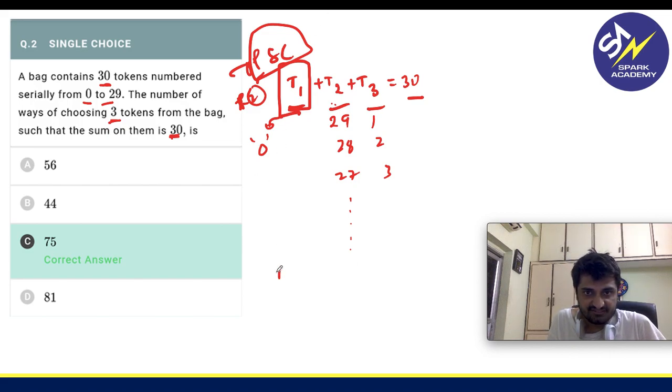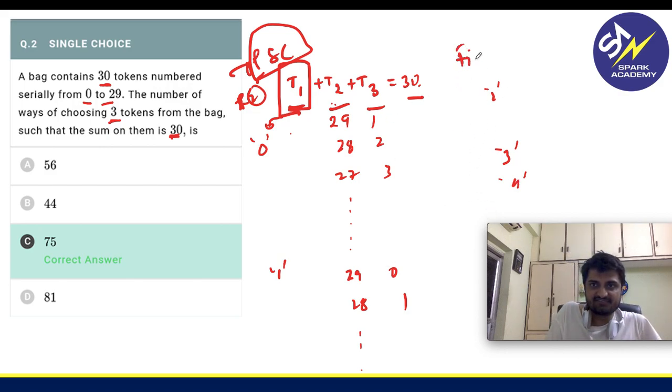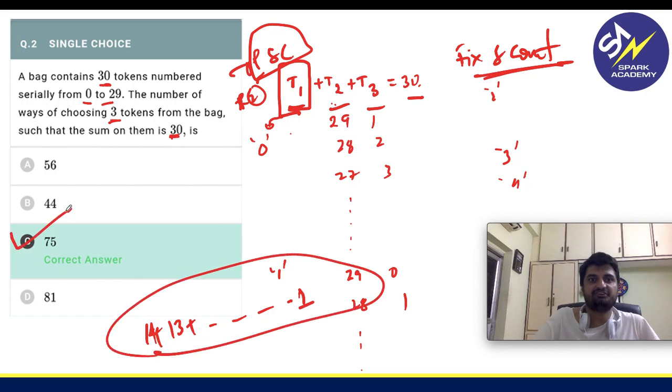Then I will fix the T1 value as 1. If you fix it at 1, the rest sum to 29, right? So I'll get 29 and 0, 28 and 1 and so on. Like that, fix 2, fix 3, fix 4, fix 5. Keep fixing and count the cases. Basically, I will get 1 to 14. So the first case I am getting 14, the next case I will get 13, and like that you will get till 1. So the total number of cases is 75.